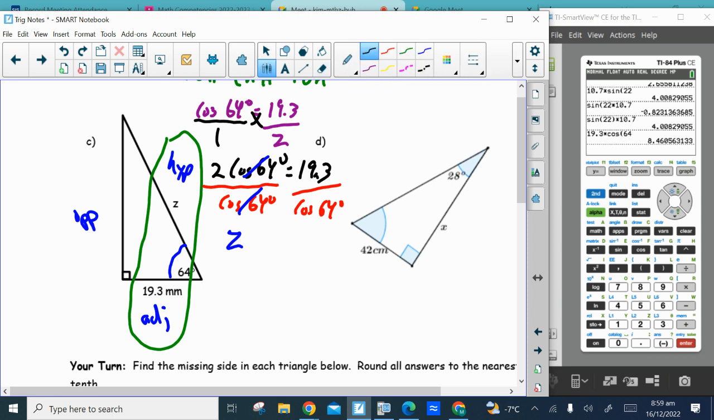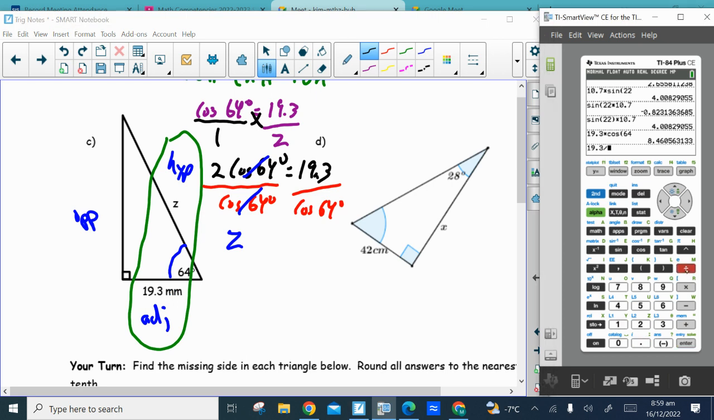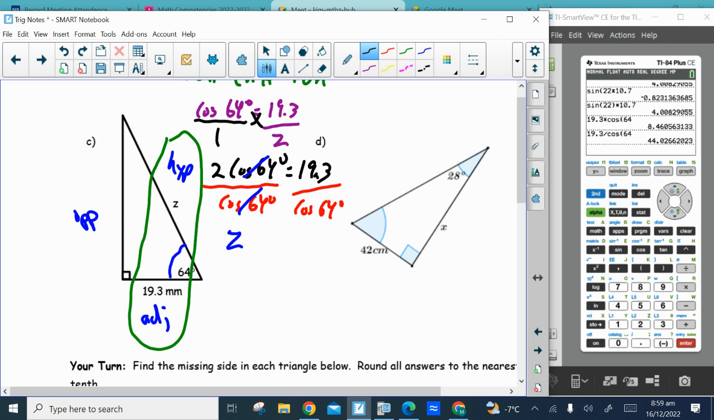Oh, thank you. And I would have got that maybe if I would have checked, because 8.5 should be the biggest side. It's the hypotenuse. It is smaller than 19.3. So I would have realized that when I did my check. But thank you. Yes, I need to divide 19.3 by cosine of 64. 44, approximately. Which makes sense because it needs to be the longest side. That's bigger than 19.3.